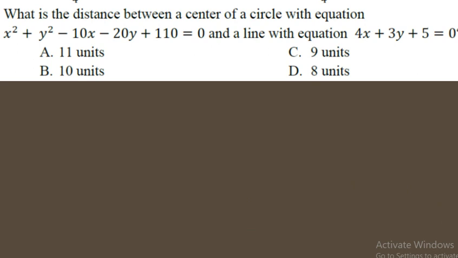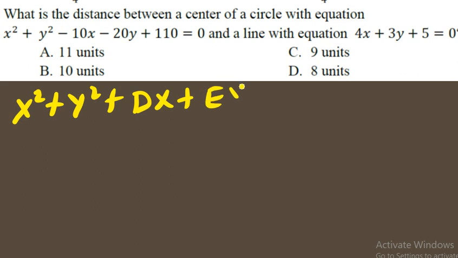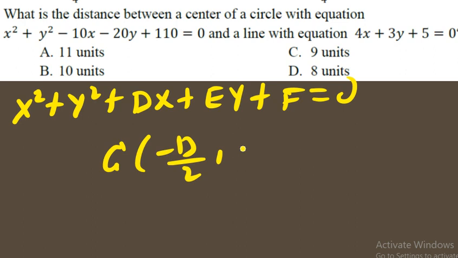Okay, the next question: what is the distance between the center of the circle with the equation given and a line with the equation, here it is. First of all, we have to find the center of this circle. The equation of a circle, if it is written in this form, x squared plus y squared plus dx plus ey plus f is equal to 0, the center of the circle will be negative d over 2 and negative e over 2. You can get it by this formula. What's d? Negative 10, as you see here. What about e? Negative 20.